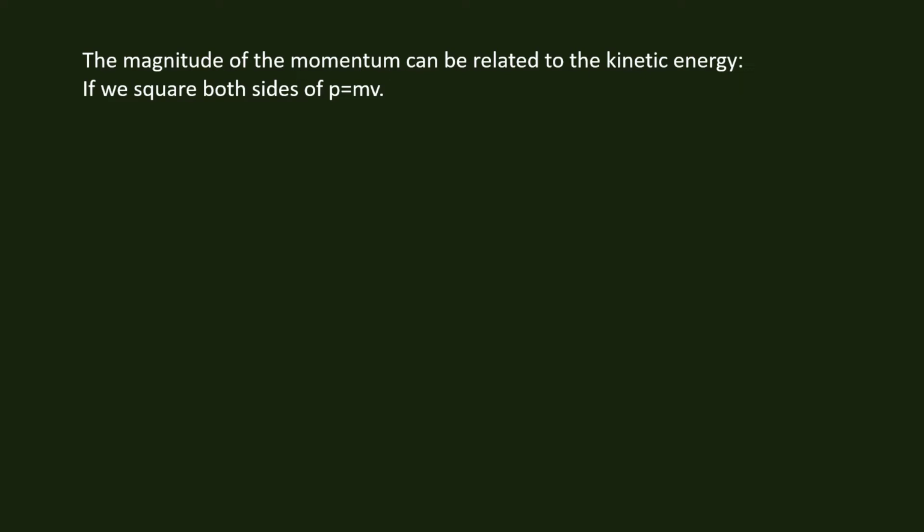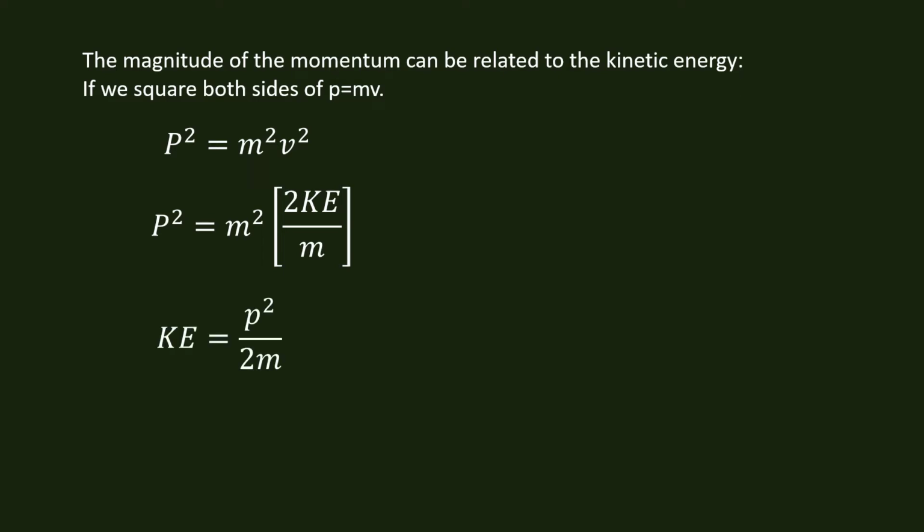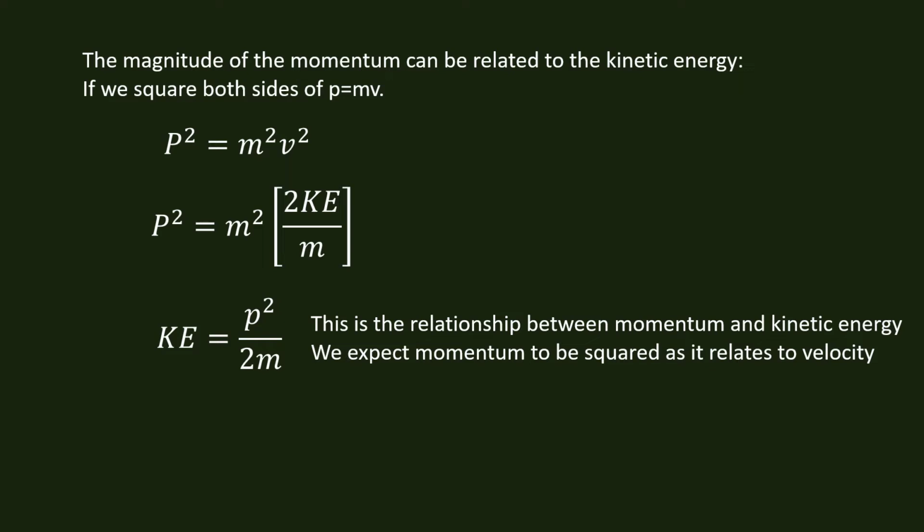The magnitude of the momentum can be related to the kinetic energy. So if we take the momentum equation and square the equation, then we can fit it into the kinetic energy equation, and we can solve for kinetic energy and find the relationship with momentum in it. So in this relationship between momentum and kinetic energy, we expect momentum to be squared, as it also relates to velocity.